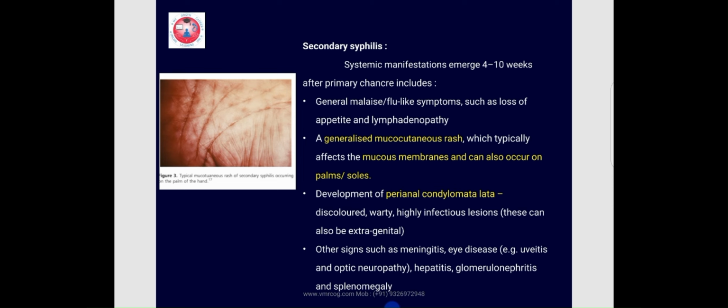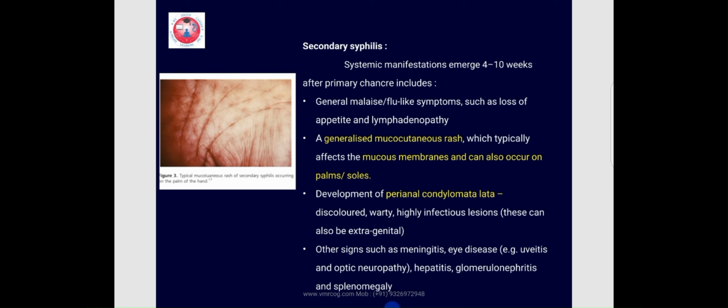So one is a generalized mucocutaneous rash. It may involve mucous membranes and can also occur on the palms and soles. And second is perianal condylomata. These are nothing but discolored, warty, highly infectious lesions, and they can also be extragenital. Other signs such as meningitis, eye disease like uveitis, optic neuropathy, hepatitis, glomerulonephritis, and splenomegaly will also be there. So in secondary syphilis, primary was a chancre that we have seen.